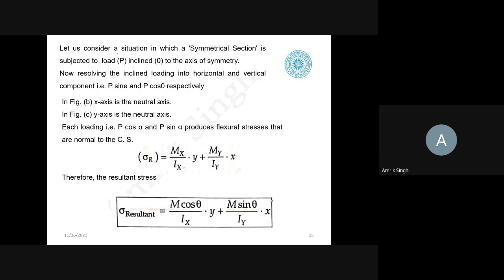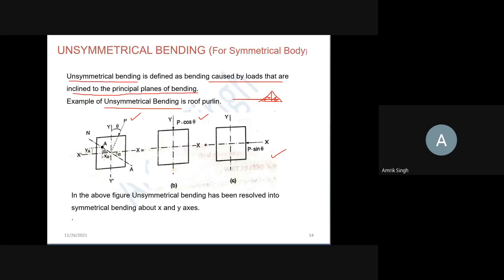So we consider here it is a symmetrical section. It is subjected to a load P inclined at an angle theta to the axis of symmetry. Now resolve this, so you get P cos theta and P sin theta. Okay, horizontal component and vertical component. As you can see here, this is the vertical component, and this is the horizontal component.